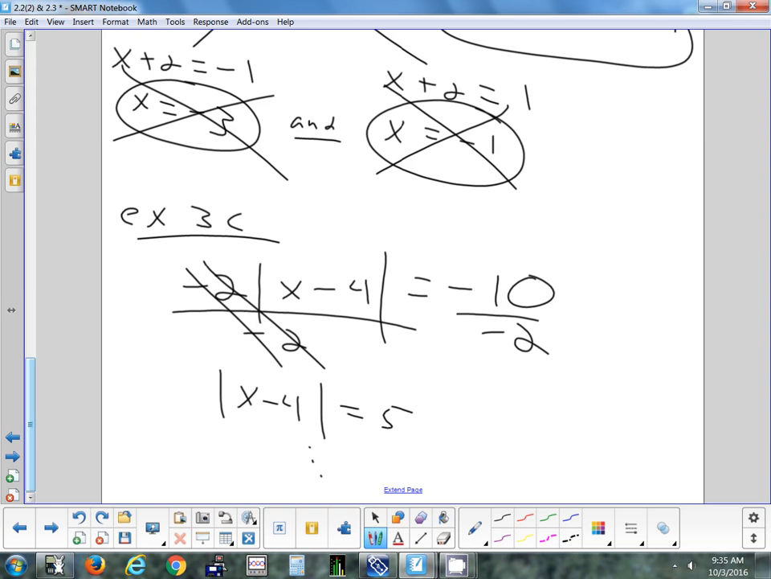Okay, I'll leave solving it to you. So the point is, don't just look at the right side and say, oh, it's negative, I can't solve it. Well, it depends if the absolute value is by itself. Okay, so that's pretty much every little trick you have to worry about with absolute value. Okay. Questions on that one? All right.